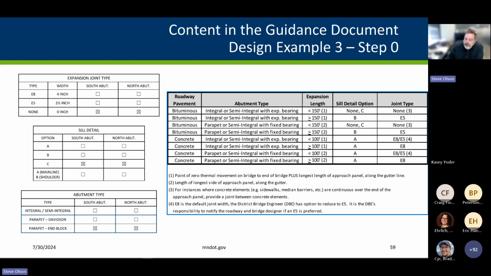And so you can see on the bottom left, both our abutments are labeled as parapet end block abutments. Based on that, we've got bituminous pavement, we've got parapet abutments, and our movements are less than 100, our bridge movement length or expansion length is less than 150 feet. So we can use sill option C with no joint at the end of the bridge on each end. And so these are the boxes that would get checked in the approach panel layout memo that gets sent to the roadway guys.